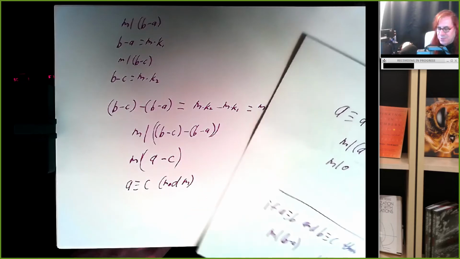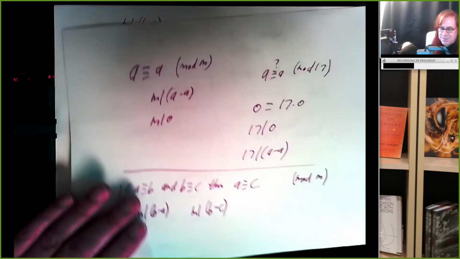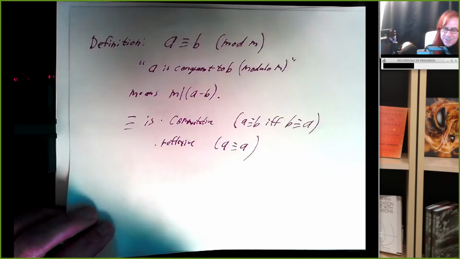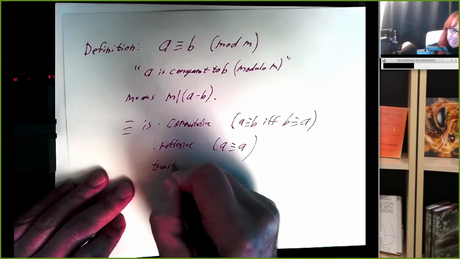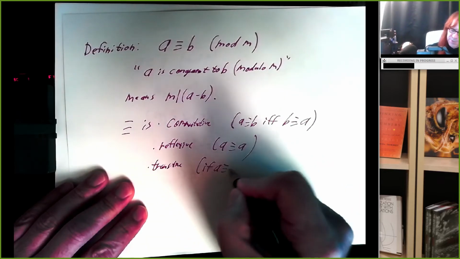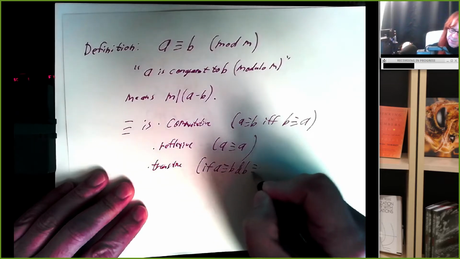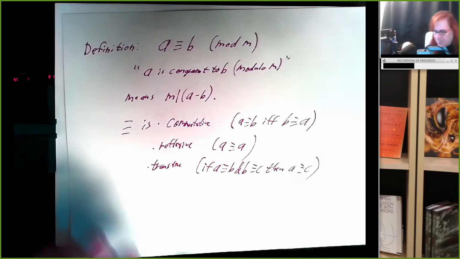That's a fun proof to work through because it's really just working with the definitions, but it's a good way to familiarize yourself. So this is what we call transitive. If a is congruent to b and b is congruent to c, then a is congruent to c.